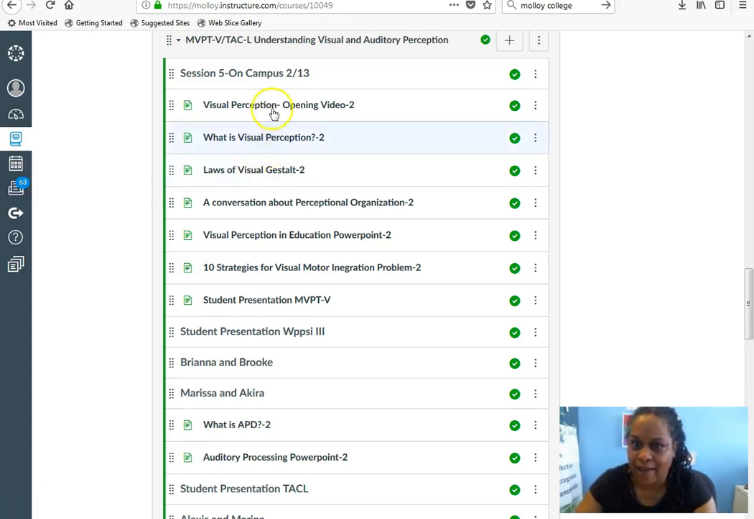So let's look at that. When you go onto Canvas for session 3, you'll have the visual perceptual opening video. Let's take a look at that and see if I can get some audio. When you look at it, make sure you read the directions. It will be on the screen, and follow along. Okay, here we go.